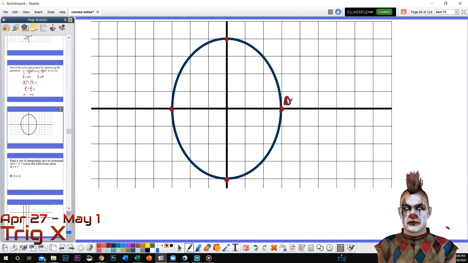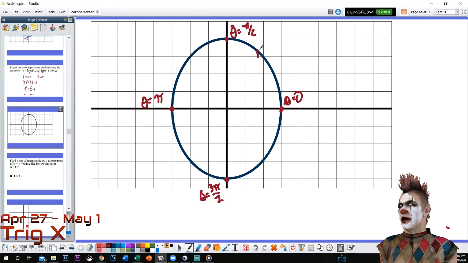Alright, right here I have theta equals 0. And I'm labeling this the exact same way as I did last time. Why is that? Well, because theta's the same. It's not going to change. It's in the same place. And that's all there is to it.